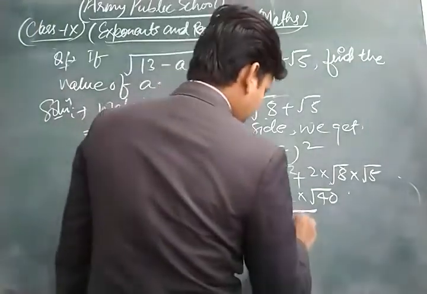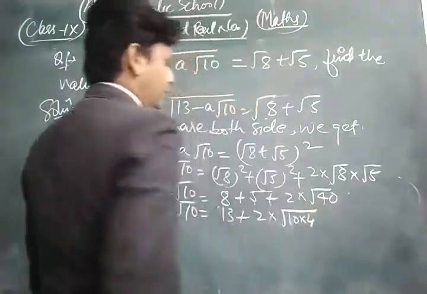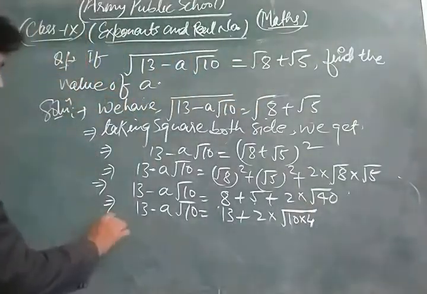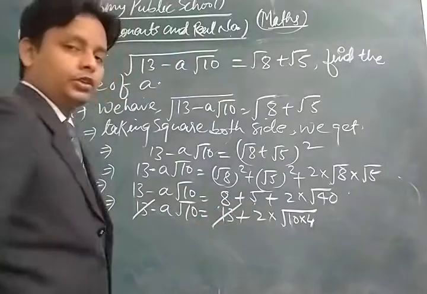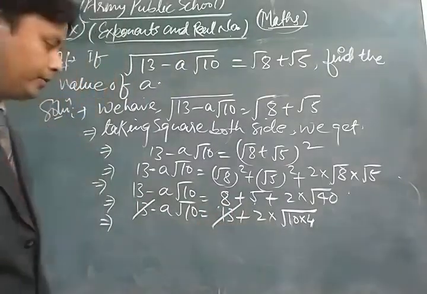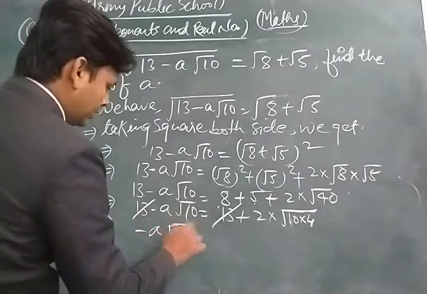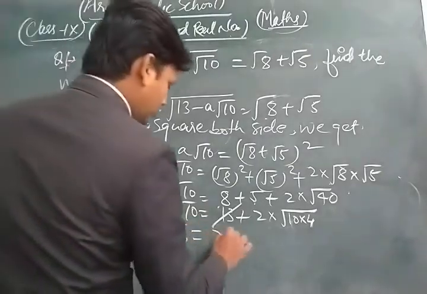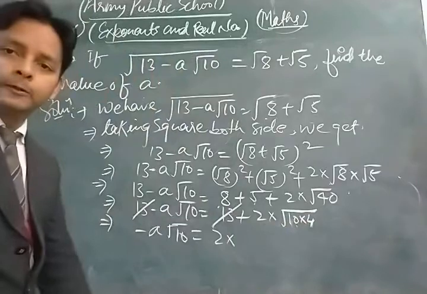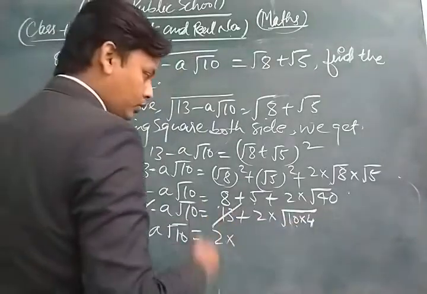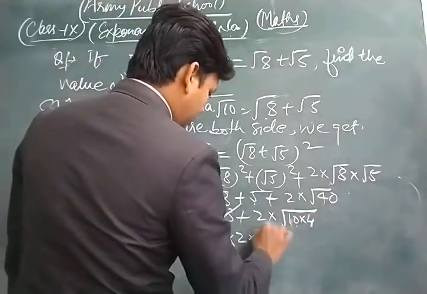We can write 10 into 4. Now look, we write 13, what cancel to each other, dear friends. Now we get minus a into under root 10 is equal to 2 into the square root of 4, which is 2. So we take common out, 2 into under root 10 is left.